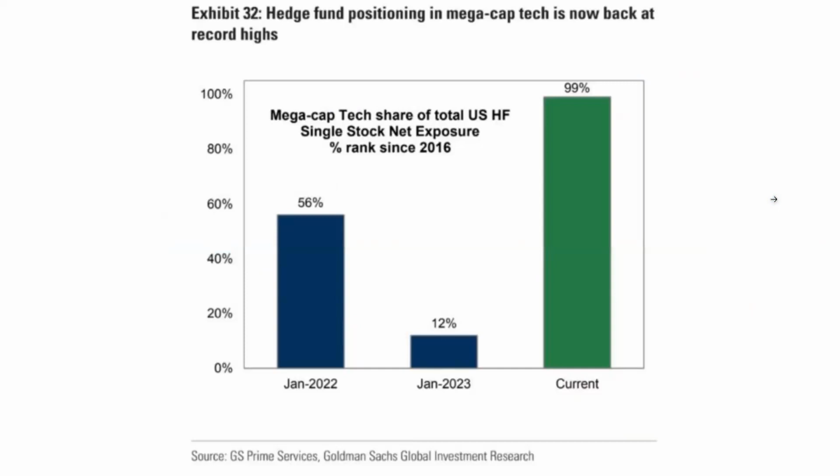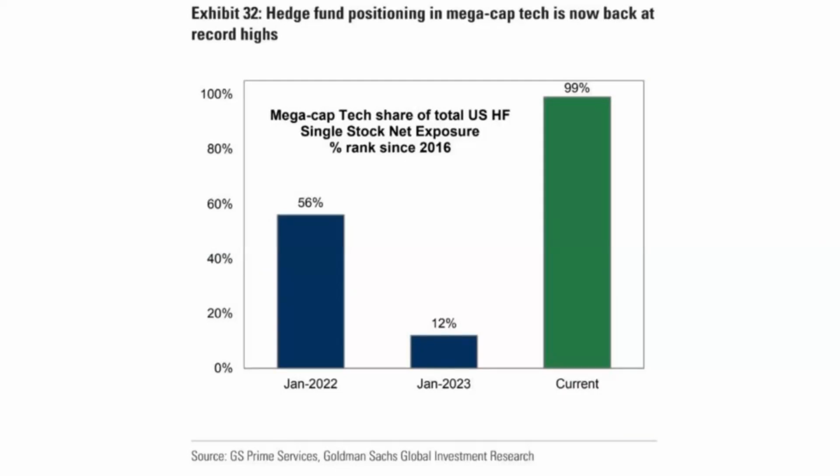Now, hedge fund positioning in mega cap tech is now back at record highs. We talked about this one in the last video. Everyone talks about the Magnificent Seven. It says it's only 7 stocks driving the market up. Well, if that's the case, hedge funds are betting on that, right? And they're positioned in those Magnificent Seven stocks.